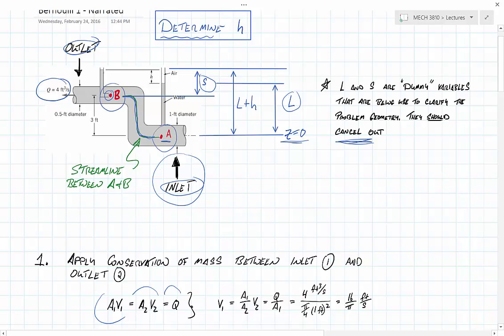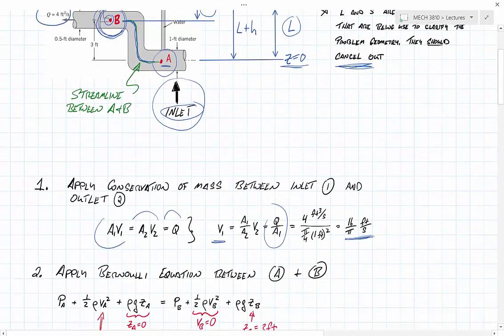We don't really need to know what the velocity of the fluid is at the outlet, because when we're thinking about point B on the streamline, it's a stagnation point, and that velocity is going to be 0. So we go ahead and we find out that the velocity at 1 is Q over A1, so 4 cubic feet per second, divided by the area at 1, which is pi over 4 times the diameter squared, which in this case is 1 foot squared. So we end up with a value for the velocity of 16 over pi feet per second.